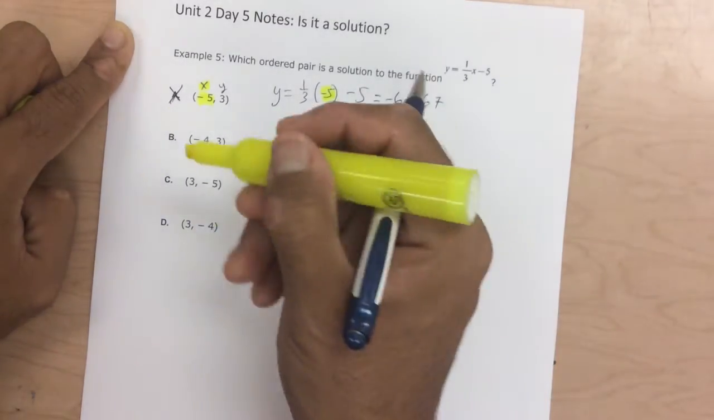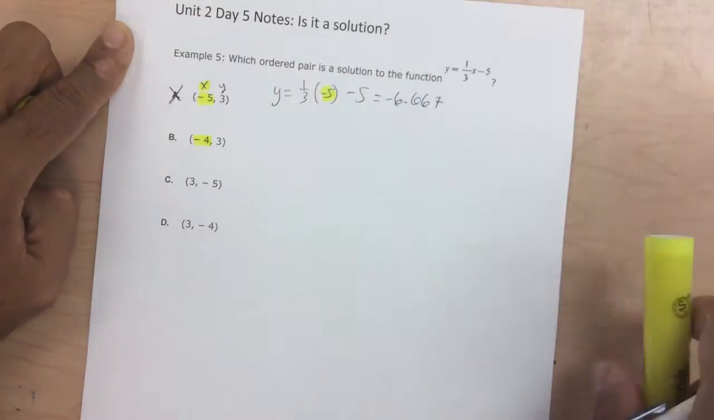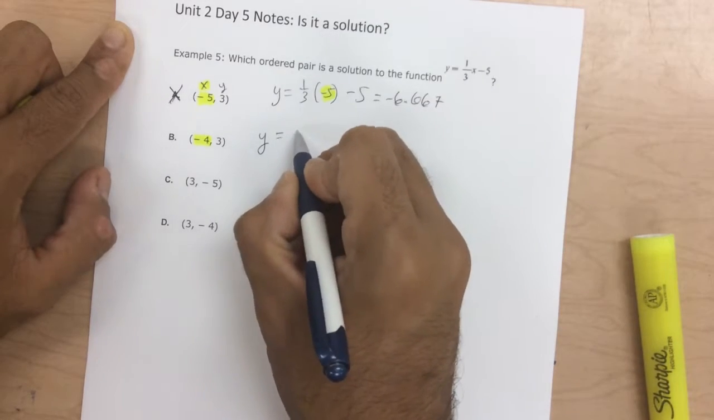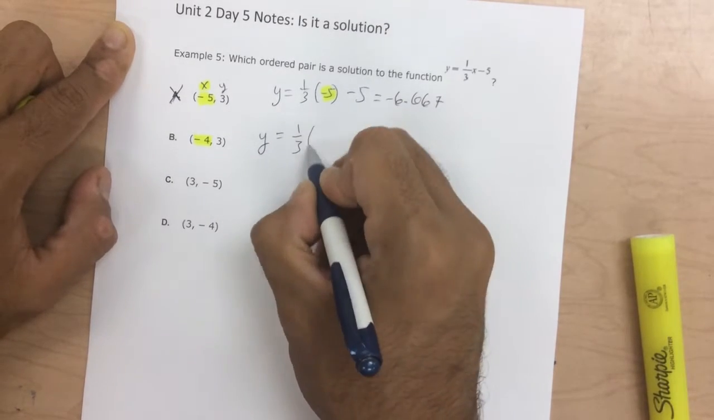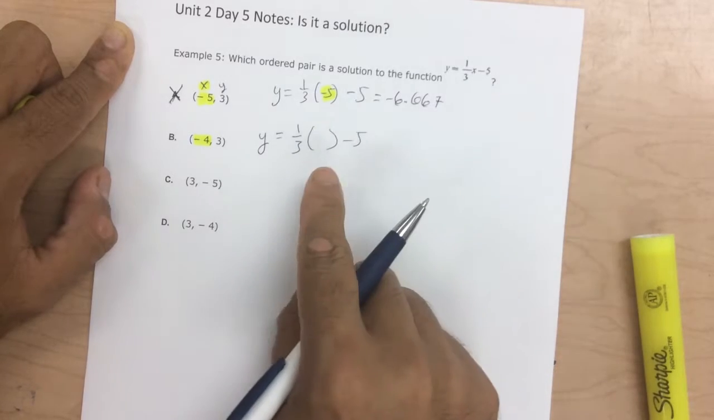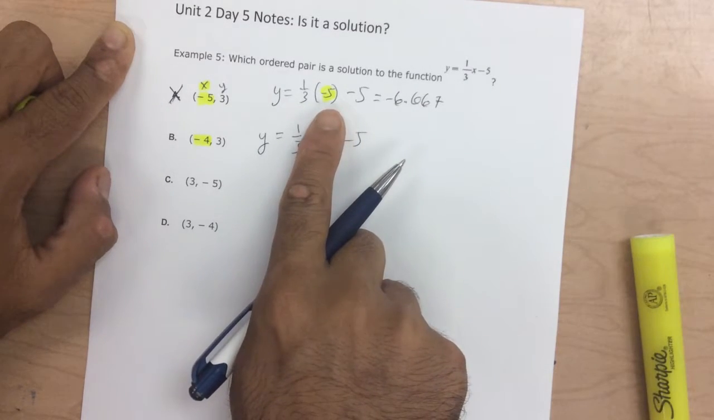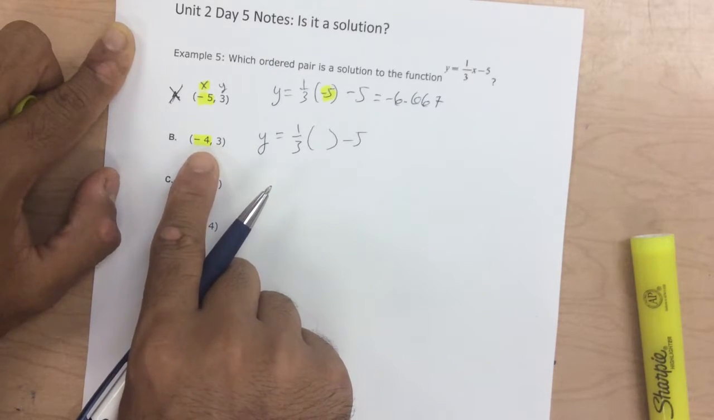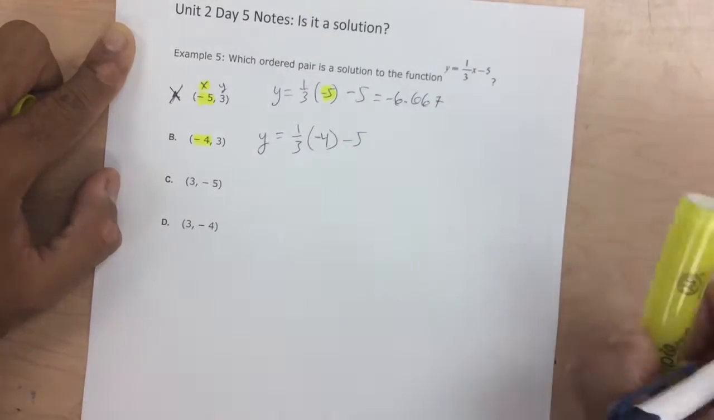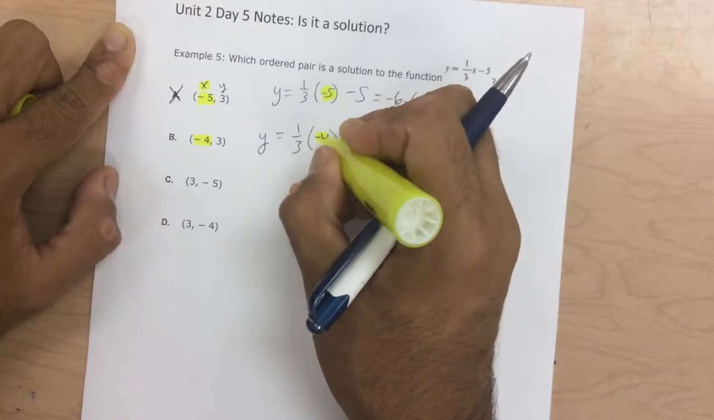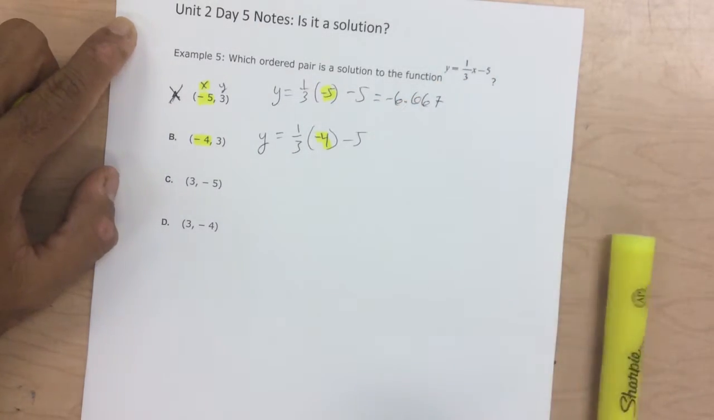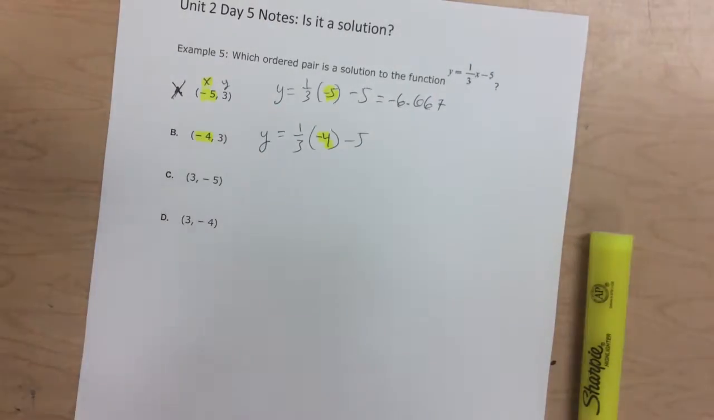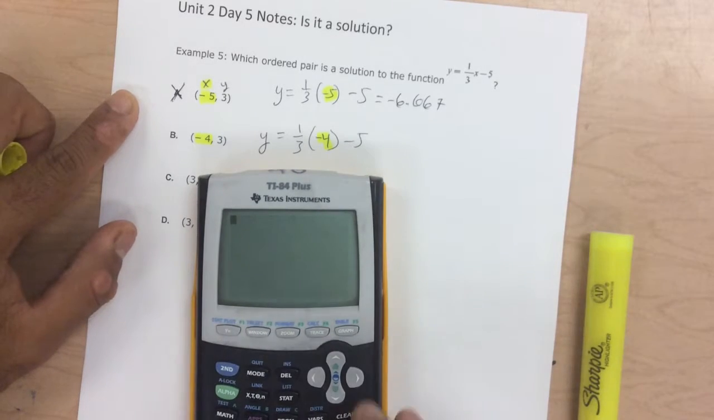Now let's try answer choice B. If we input the -4, we should get 3 according to that answer choice. So let's see, y equals 1/3, parentheses, -5. In the previous problem, we put in -5 because that was the input. Now in this answer choice, our input is -4, so -4 would go in the parentheses instead. And of course, let's do some multiplying and some subtracting. If my answer comes out to be 3, that is my answer. If my result is not 3, then that is not my answer.